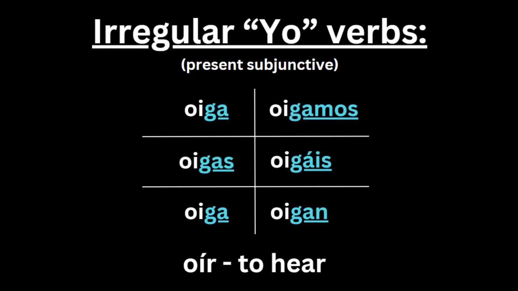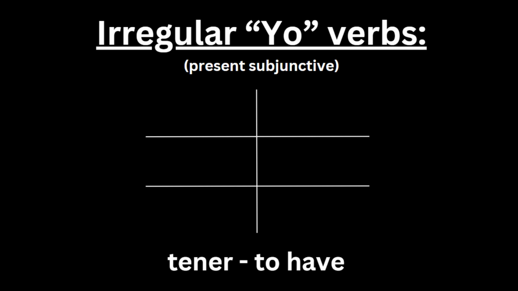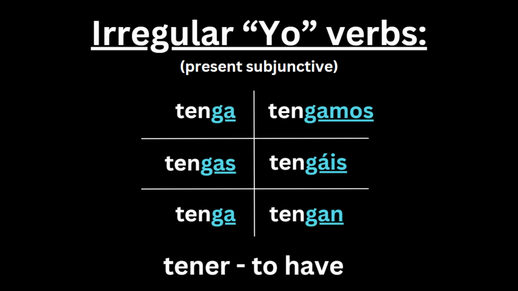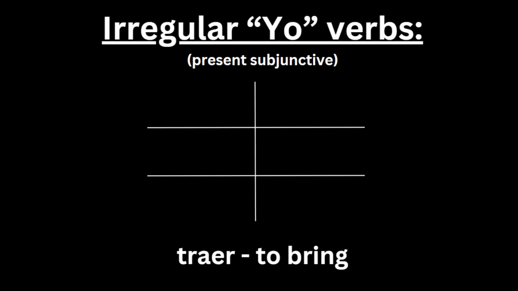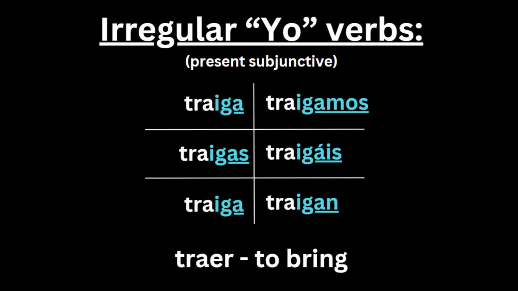Yo oiga, tú oigas, él oiga, and so on. How do you conjugate the verb tener? Yo tenga, tú tengas, él tenga, and so on. How do you conjugate the verb traer? Yo traiga, tú traigas, él traiga, and so on.